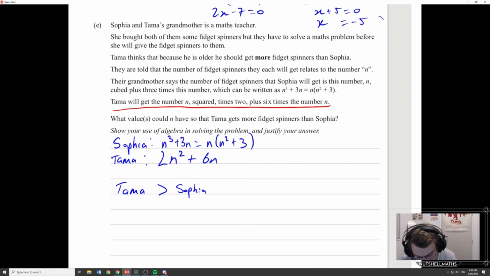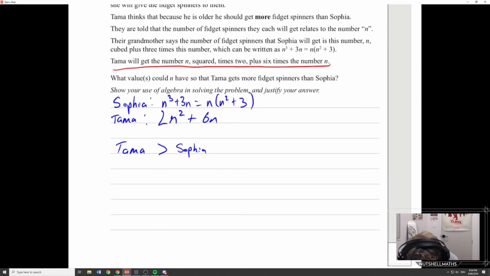So let's make Tama, 2n squared plus 6n, be more than Sophia, n squared plus 3. We've got this n here, so we can divide everything by this n.